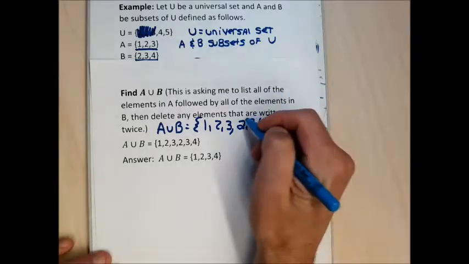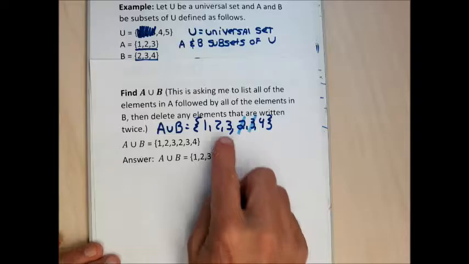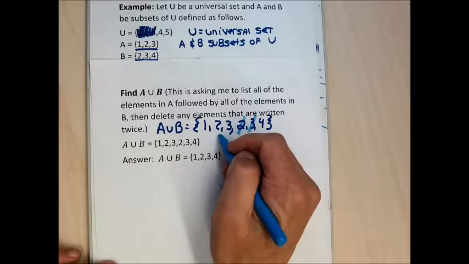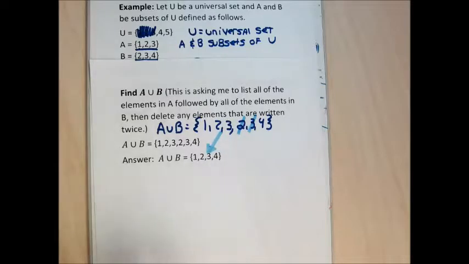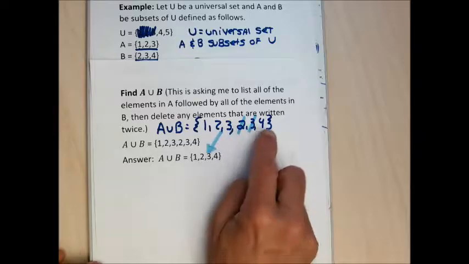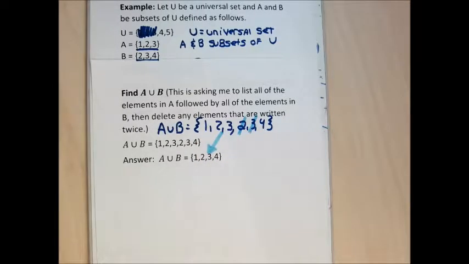So because there's two 2's and two 3's, when I go to write my answer for A union B, I took all of A and all of B, and I deleted one of the 2's and one of the 3's and left myself with one 2 and one 3. A union B is going to be 1, 2, 3, and 4 instead of 1, 2, 3, 2, 3, and 4. I don't need to write the 2 and 3 twice. That's all there is to do for this section.